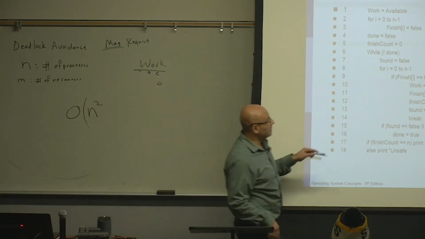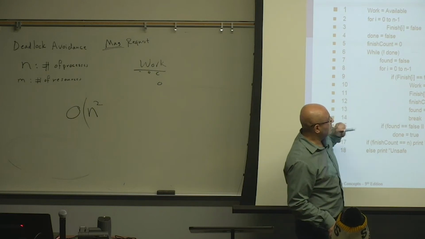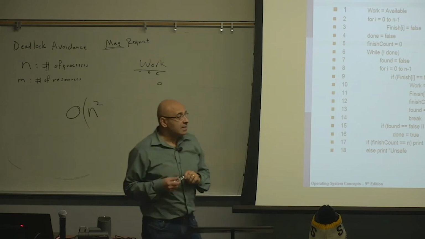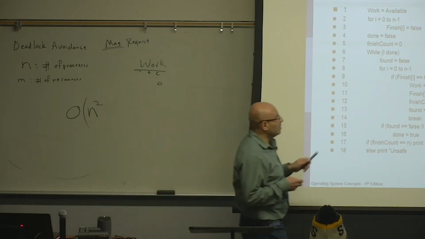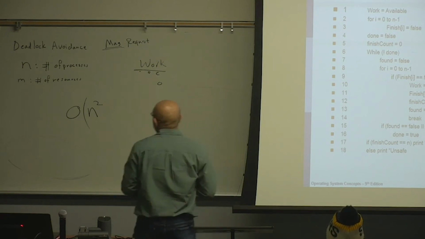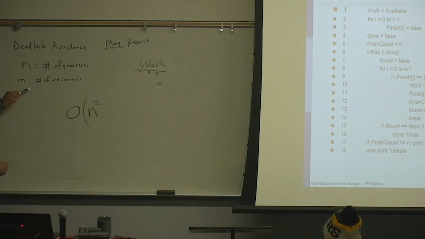Not every operation here takes constant time. Some operations here take more than constant time, a function of the input size. The work equals work plus allocation depends on the size of work and allocation. Which is what? Is that M? Yeah, that's M. M is the number of resources, N is the number of processes.